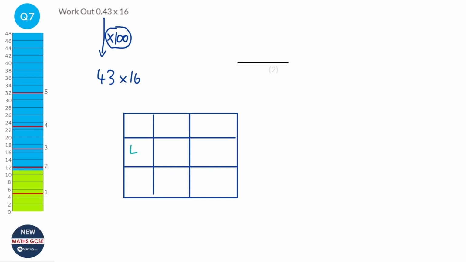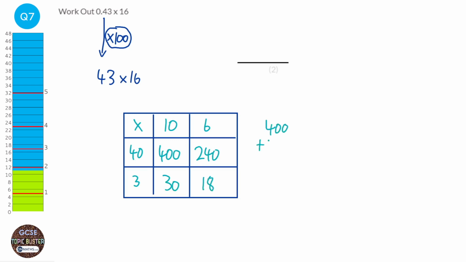So 43 is 40 and 3, and 16 is 10 and 6. So 40 times 10 is 400, 40 times 6 is 240, 10 times 3 is 30, and 3 times 6 is 18. Then I'm just going to add them all together. So 400 plus 240 plus 30 plus 18. And when you add those all together, you get 688.